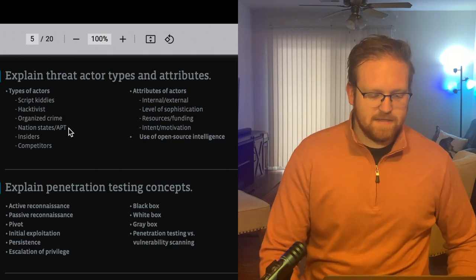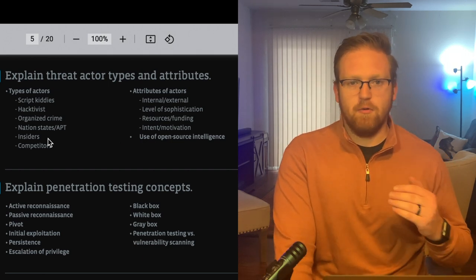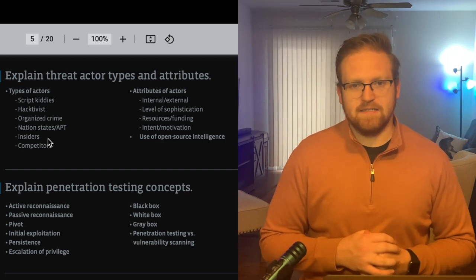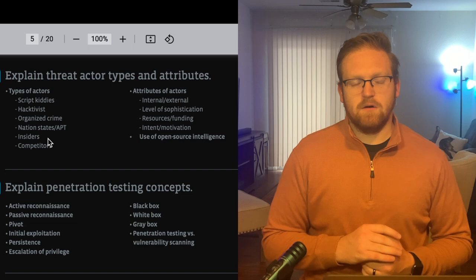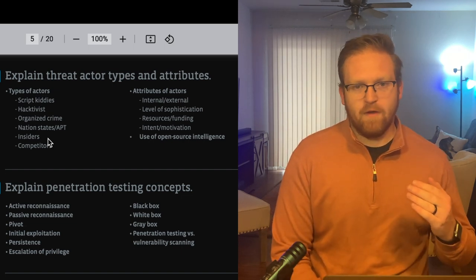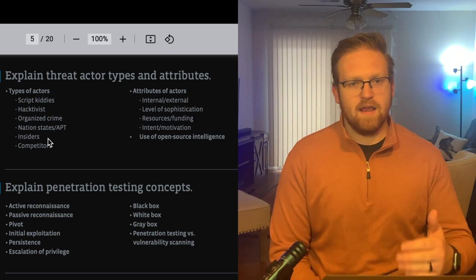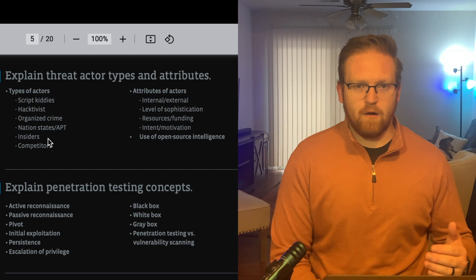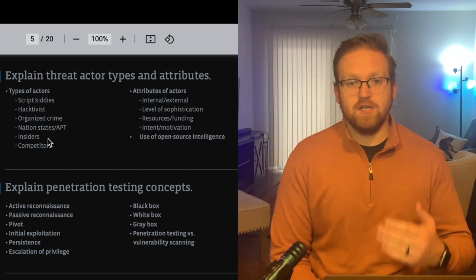Next is going to be insiders. And what that means is just people that work inside of an organization that are giving information or access to an outsider threat. So another term for this would be insider threats. You may have had meetings or training in your organization about insider threats, the things they're after, and the information that they're looking for.